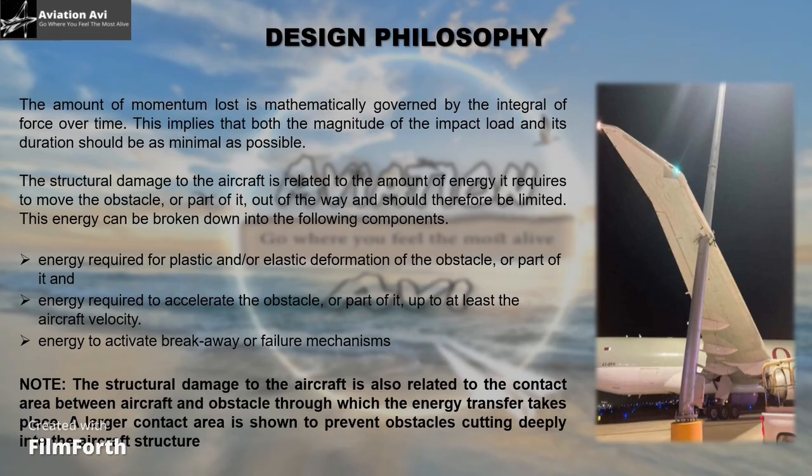This energy can be broken down into the following components: energy required for plastic or elastic deformation of the obstacle or part of it; energy required to accelerate the object or part of it up to at least aircraft velocity, meaning now the object has broken from its major part and is going away with the aircraft; and the energy to activate the breakaway or failure mechanism. Note, the structural damage to the aircraft is also related to the contact area between the aircraft and the obstacle through which the energy transfer takes place.